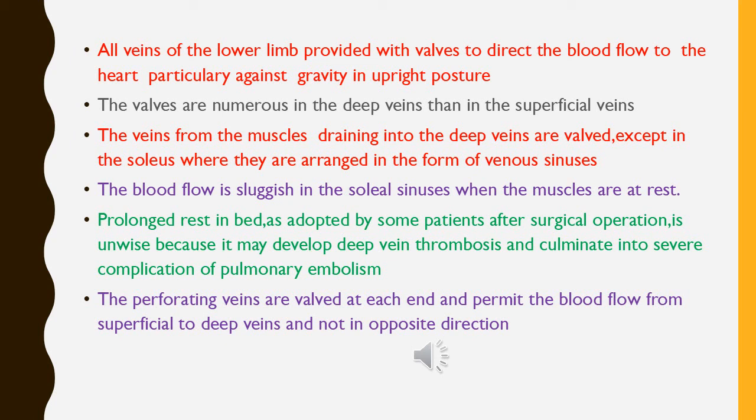The veins from the muscles draining into the deep veins are valved except in the soleus. In the soleus, they are arranged in the form of venous sinuses and they do not have valves. And the blood flow is sluggish in the soleus sinuses when the muscles are at rest.